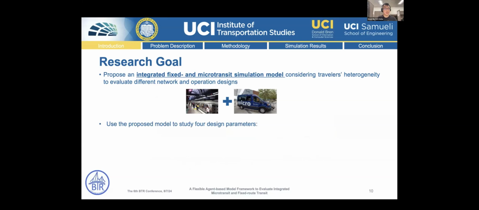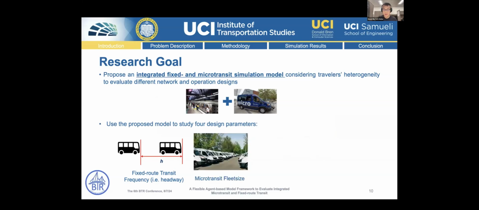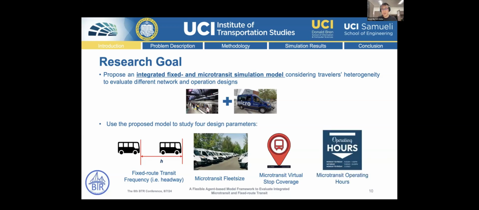We study 4 design parameters. First, fixed route transit headway, which means how frequently you send the fixed route transit, maybe every 10 minutes, every 15 minutes, every 30 minutes. Second, microtransit fleet size: how many microtransit vehicles should we purchase for this area? Third, microtransit virtual stop coverage: how many virtual stops should we set for people to walk to the microtransit pickup location? And fourth, operating hours: how long shall we operate microtransit?